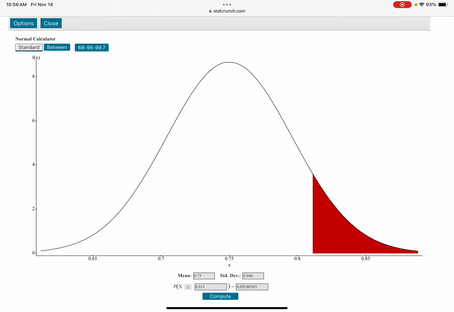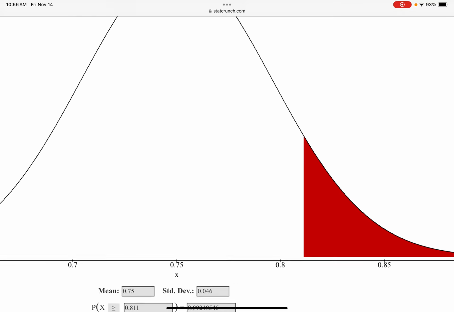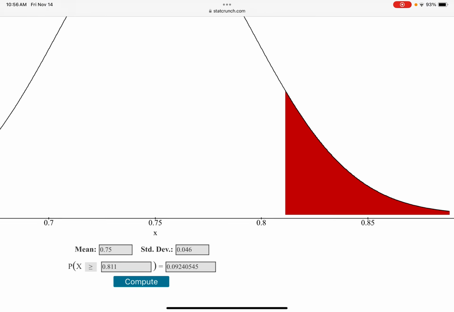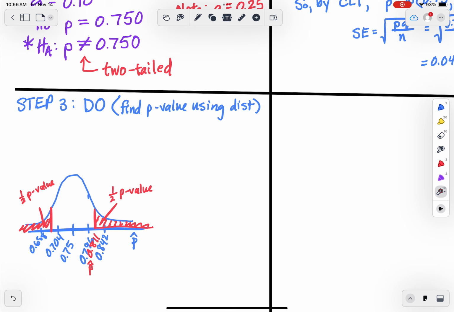And then I hit compute, and I'm going to scroll out a little bit. Yes, that looks like the drawing I had. Again, remember, for me, I have the tail on the left as well. But with this one, I've got the area is going to be 0.092. So I'm going to take that information, that 0.092, and put it on my graph.